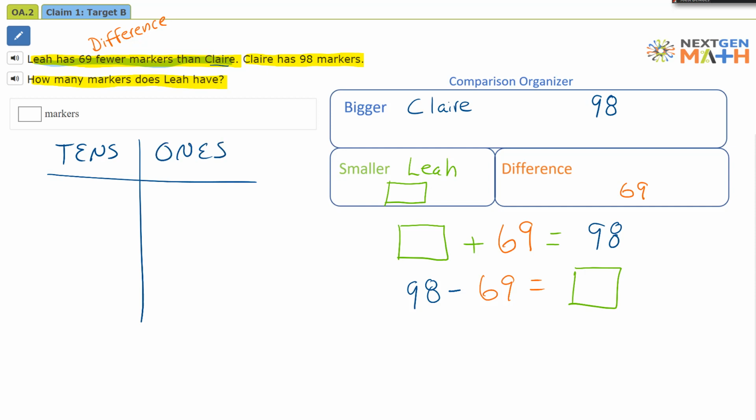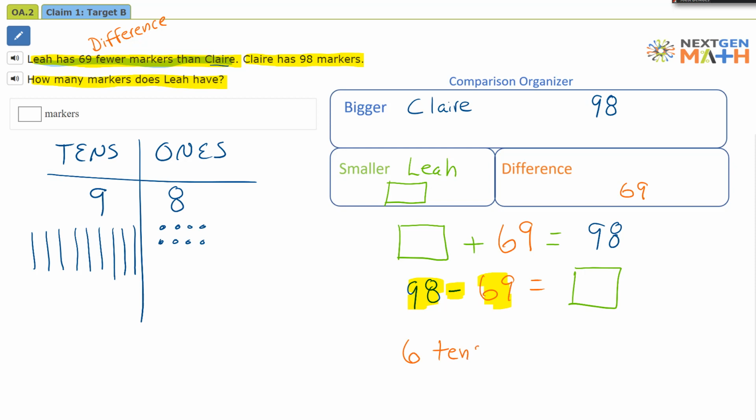So we're going to show 98 first in our place value chart. So here's the 98. And what that means in terms of our model, we have 9 sticks right here, or 9 groups of 10. And then these dots here are going to be 8 dots that represent the 8 ones. Next, we're going to subtract. We're going to subtract what? We're going to subtract 69. And so when we subtract 69, 69 means 6 tens and 9 ones.